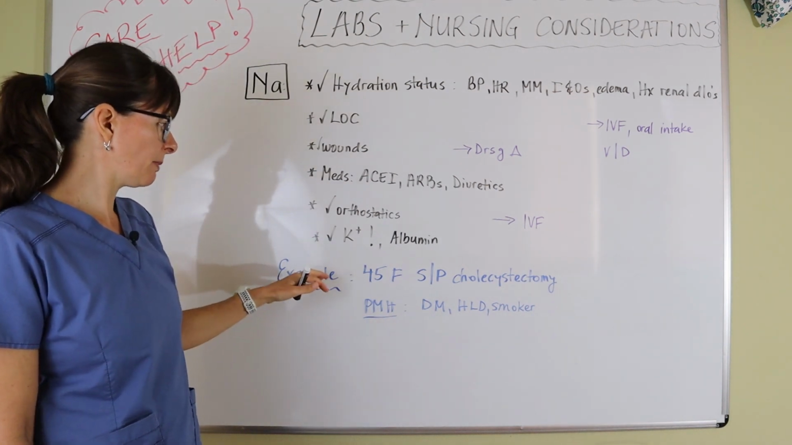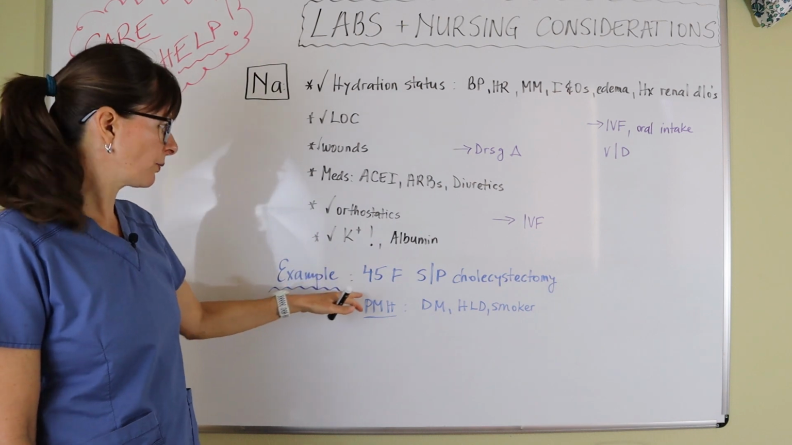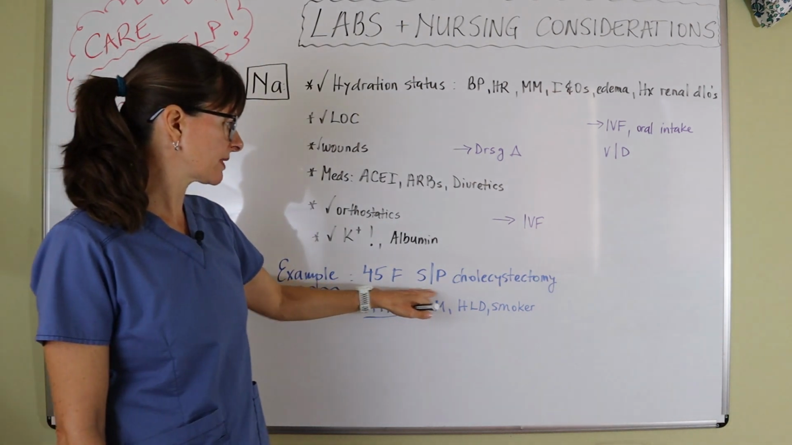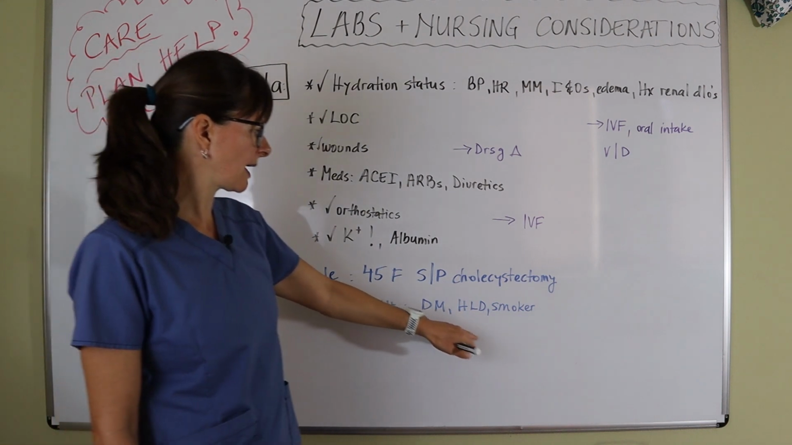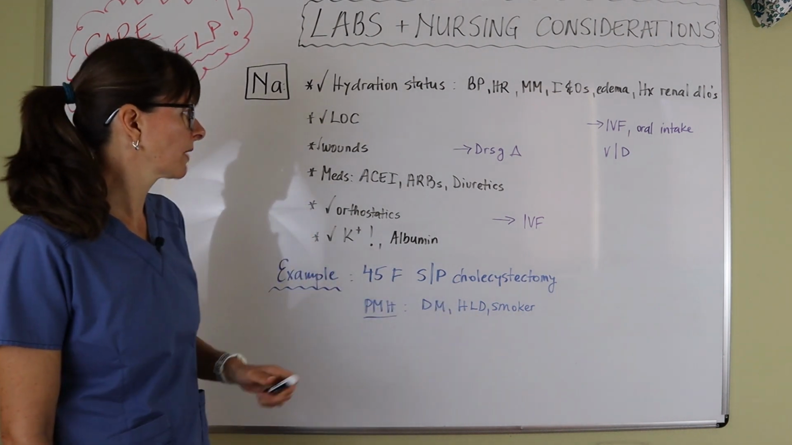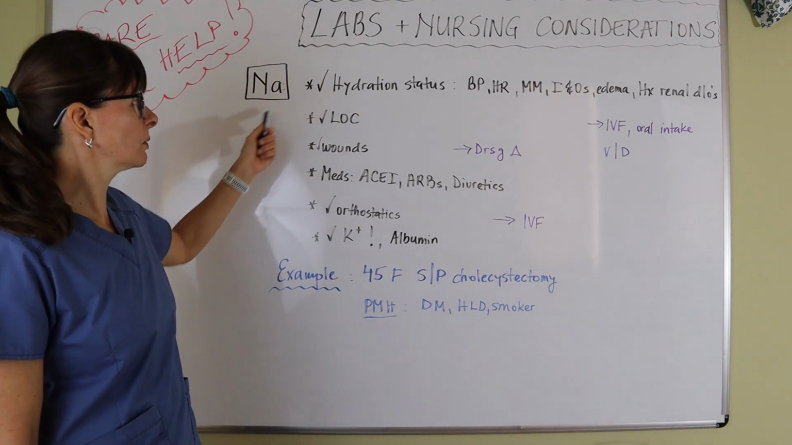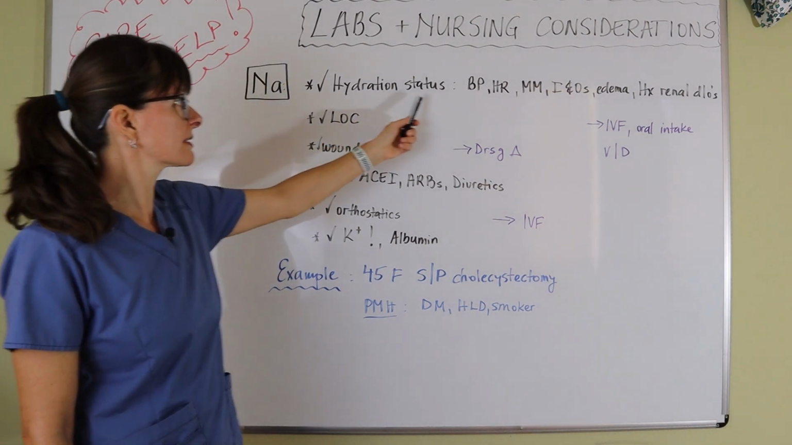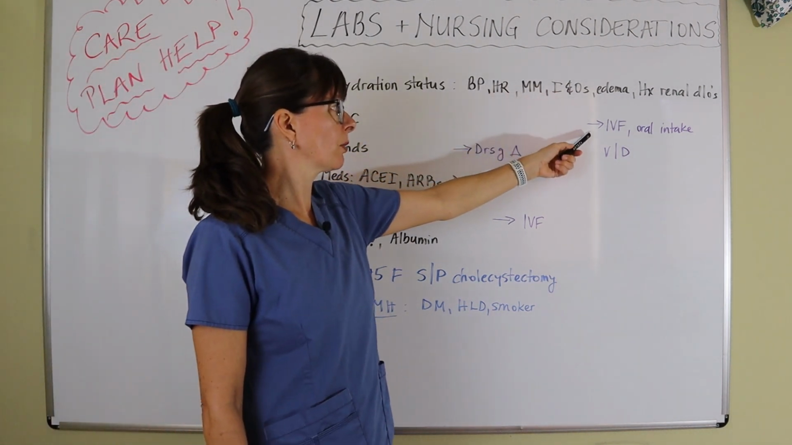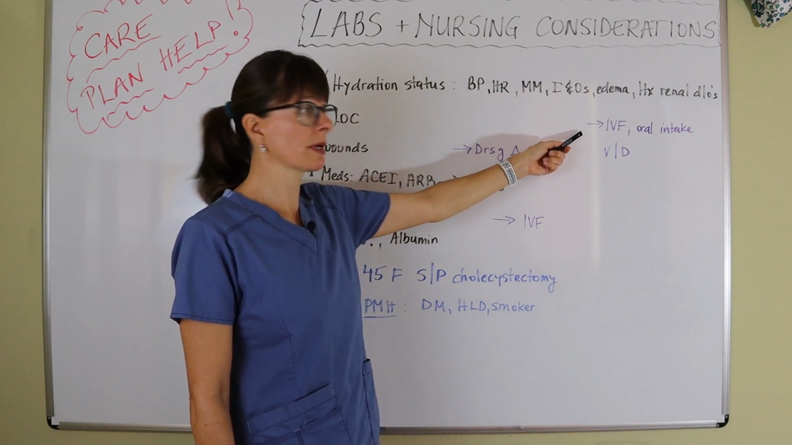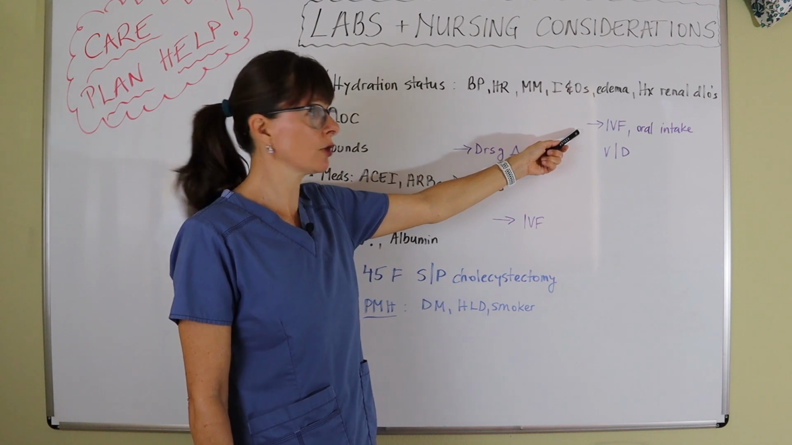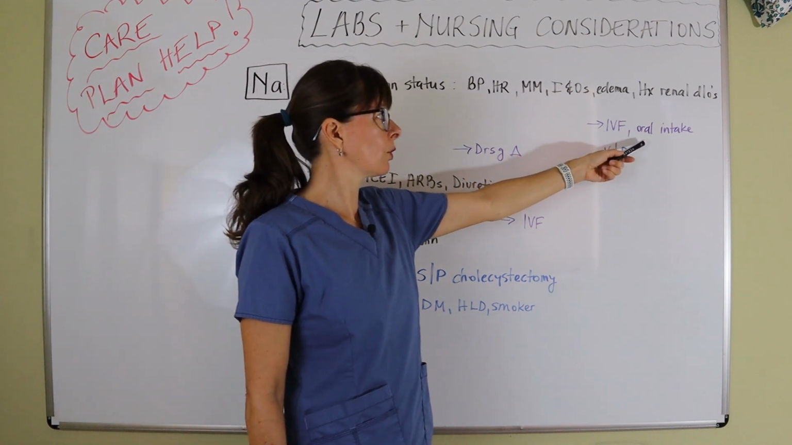So now if we think about, let's say your clinical patient is a 45-year-old female status post-cholecystectomy. Her past medical history includes diabetes, hyperlipidemia, and she's a smoker. So now when we think about the patient's sodium level, and we've already assessed her hydration status, we want to check also and or administer IV fluids to bring that sodium up or get her more hydrated. We want to check her oral intake.